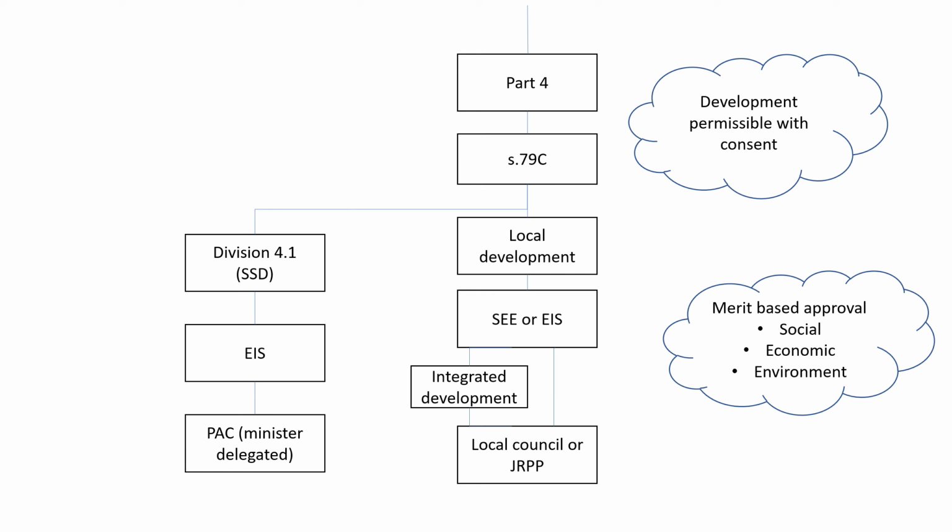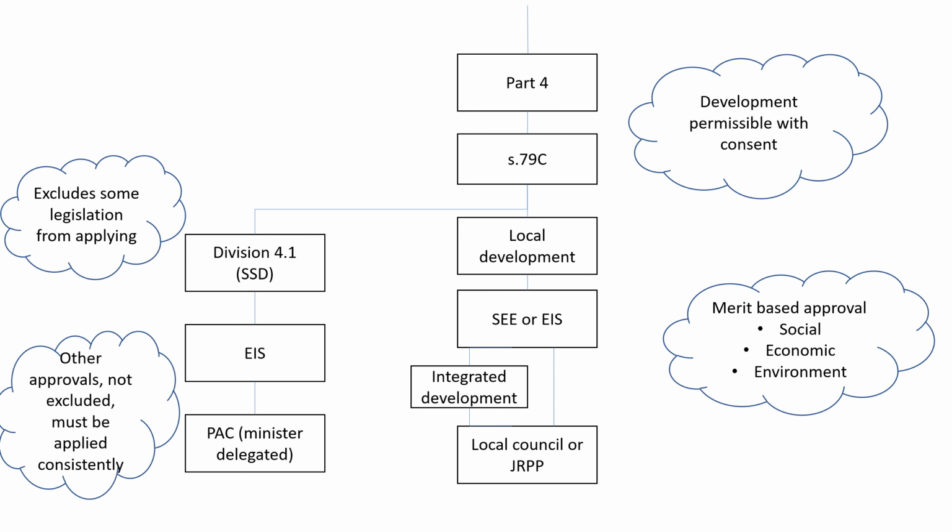Now, state significant development takes integrated development under the local development stream one step further. It actually excludes some legislation from applying. For example, under state significant development, you do not have to obtain an Aboriginal Heritage Impact Permit. Another interesting part is that where an approval is not excluded, it has to be issued consistently. So for example, if your development under state significant development required an environment protection licence, then the New South Wales EPA must issue that licence consistent with your development approval under the Planning Act.